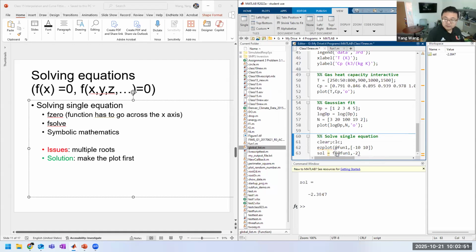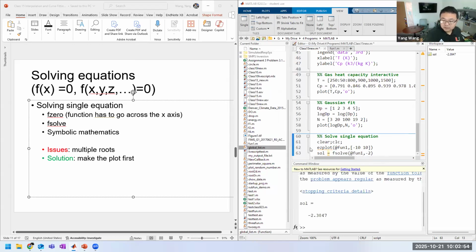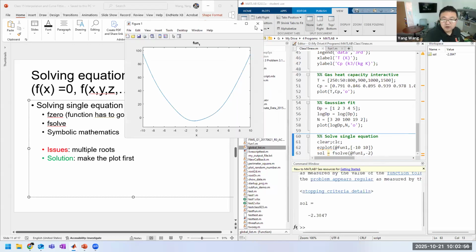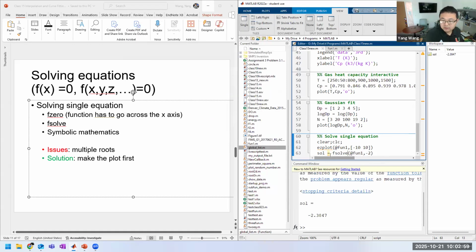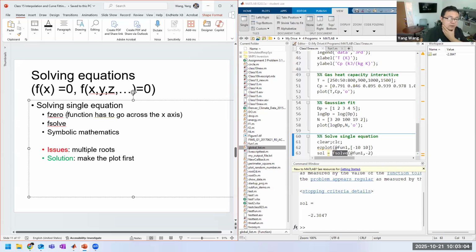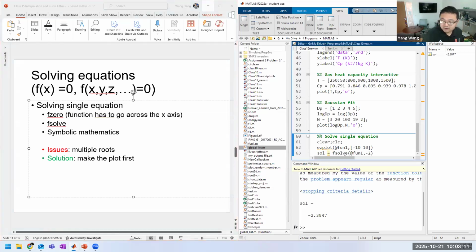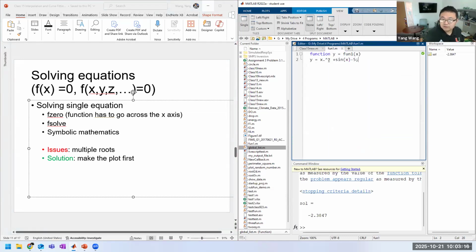So fsolve is the same thing. Okay, you can run it, right? So fsolve will give you the same result, right? So the only difference between f0 and fsolve is that for f0, the function has to go across the x-axis. If it doesn't, then it cannot find the solution. So for example, for f0, instead of defining f1 to be this function, let's make it to be x squared, right? x squared is a parabolic function. We know that the root for this function is 0, right?